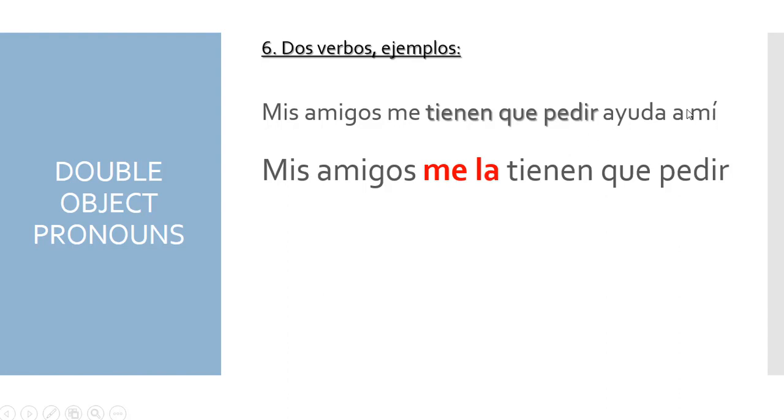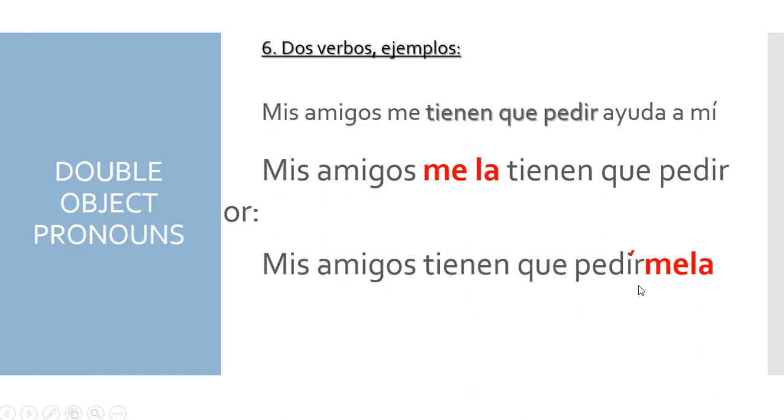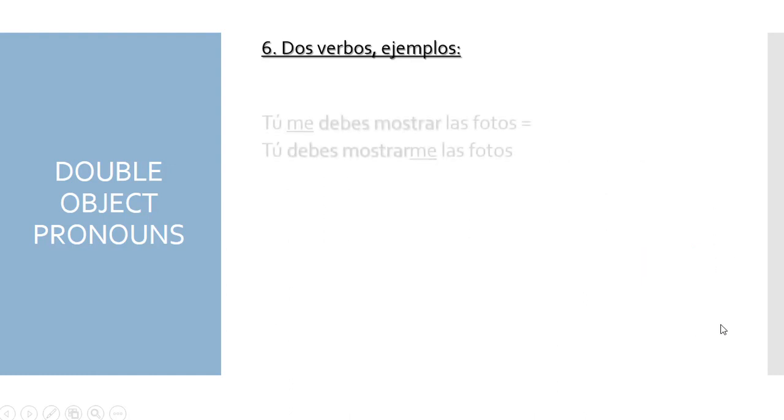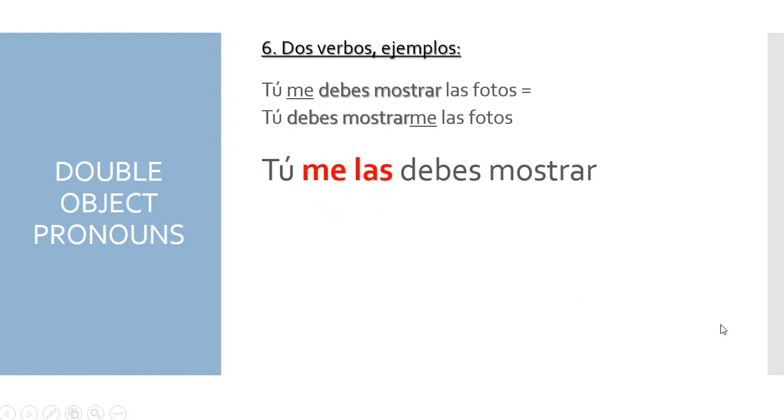Remember, the indirect object pronoun goes first, the direct object pronoun goes right after, in front of the verb, or you could put them all together attached to the infinitive, to the second verb. Tienen que pedírmela, accent mark, right there. There are more examples.